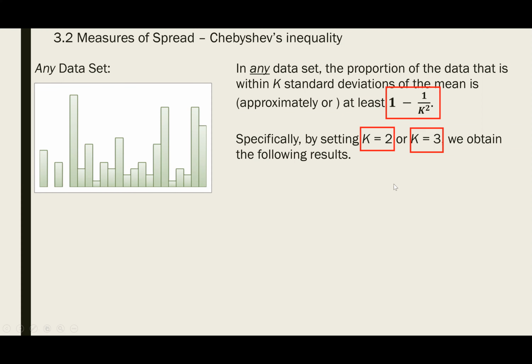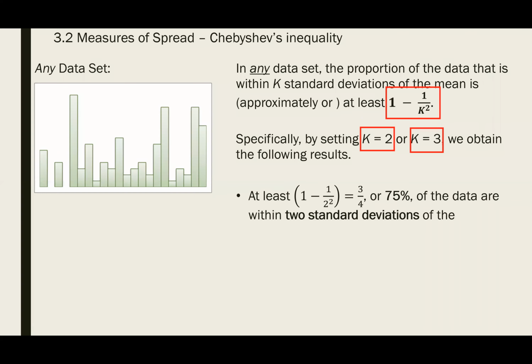It's just that, to connect to our empirical rule, if K is 2, meaning within 2 standard deviations, it will cover 75%. And how is that possible? Well, 2 times 2 is 4, which is 1 minus 1/4, right? If I have 1 minus 1/4, that gives me 3/4 of the items, which is 75%.